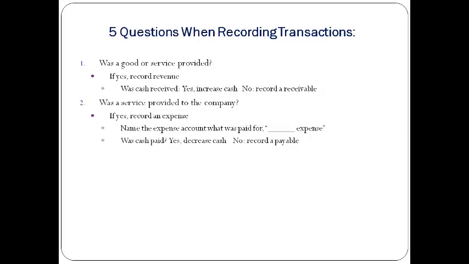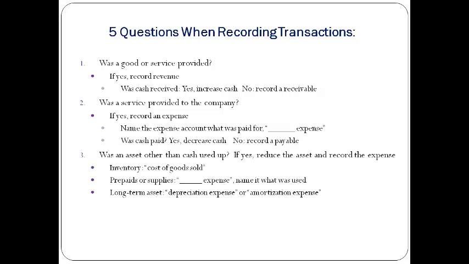The second question is, was a service provided to the company? If yes, record an expense that describes the service, and then ask if the service was paid for in the current period. If yes, reduce cash. If no, record a liability using an associated payable account. The third question is, was an asset used? If yes, reduce the asset and record the descriptive name of the expense.